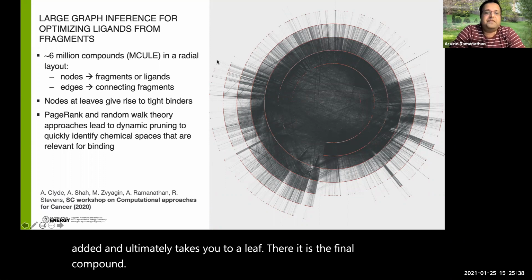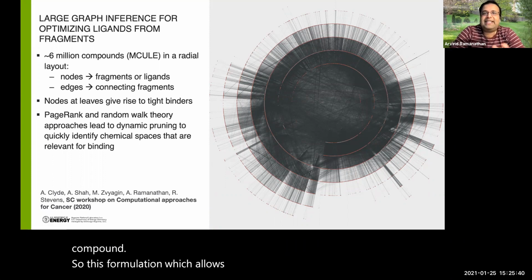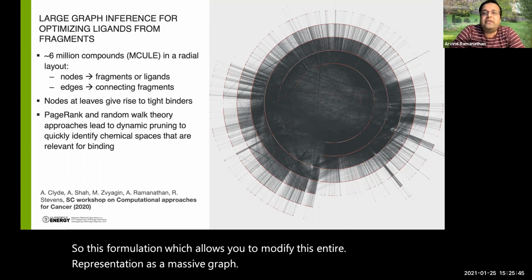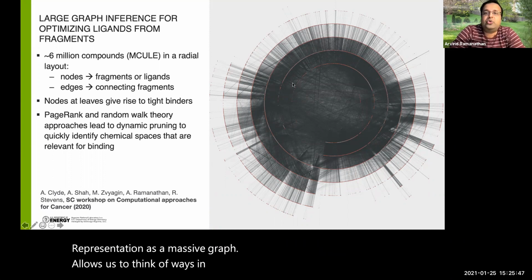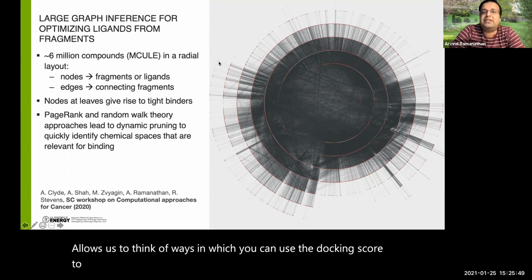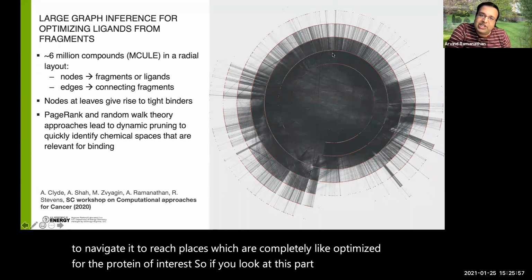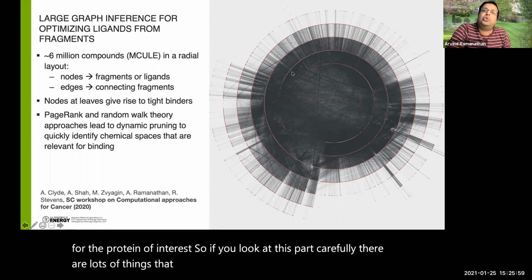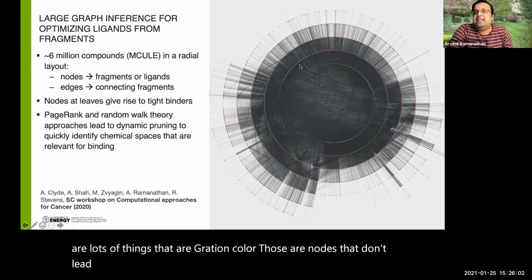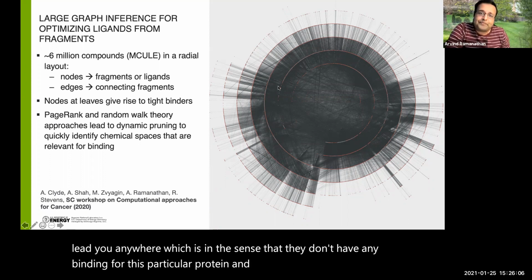So this formulation, which allows you to modify this entire representation as a massive graph, allows us to think of ways in which you can use the docking score to navigate it to reach places which are completely optimized for the protein of interest. So if you look at this part carefully, there are lots of things that are grayish in color. Those are nodes that don't lead you anywhere, in the sense that they don't have any binding for this particular protein, and so you can safely ignore them.